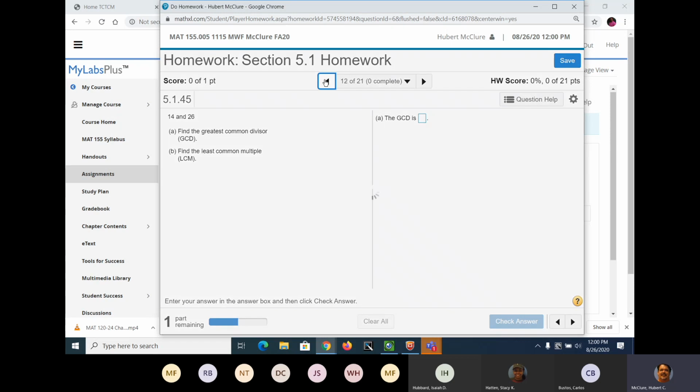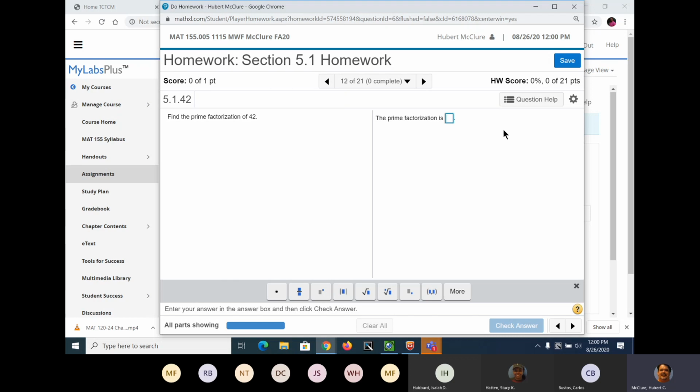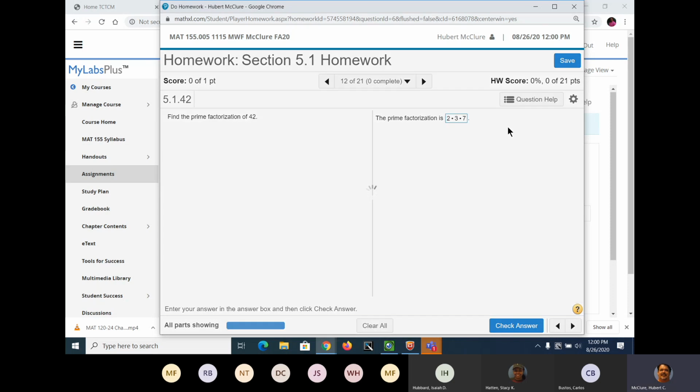You can do that by answering it. The prime factorization of 42 is 6 times 7, which would be 2 times 3 times 7. So I'm going to type in the answer, 2 times 3 times 7. After you answer that question and it's right, you can hit similar question and it'll regenerate another problem for you. That's one way to do it.